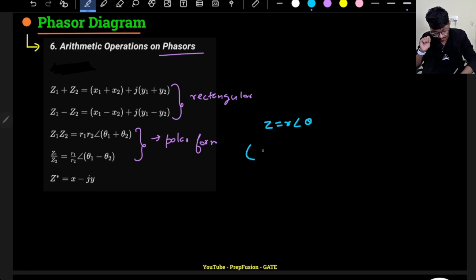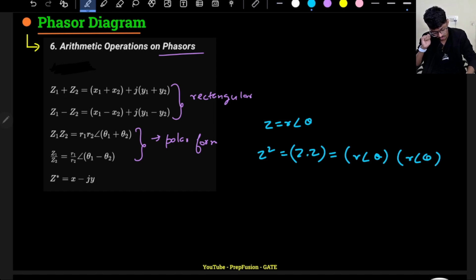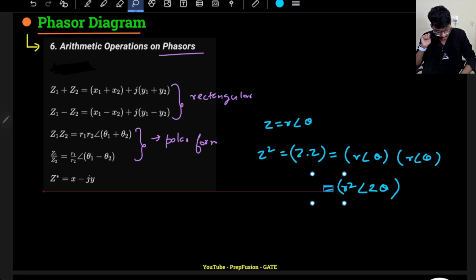Now if I'm multiplying z with itself, I can write z square. Basically, z square will be equal to z into z. I'm multiplying z with itself. z dot z equals r theta. So simply the magnitudes will get multiplied, r square, and the theta will get added to theta. Simply the magnitudes will get multiplied and the thetas will get added.